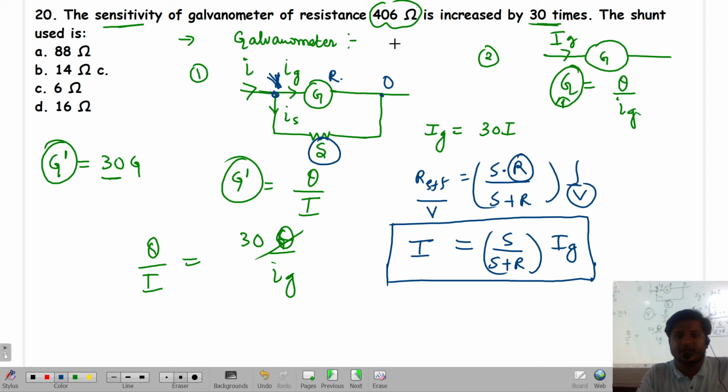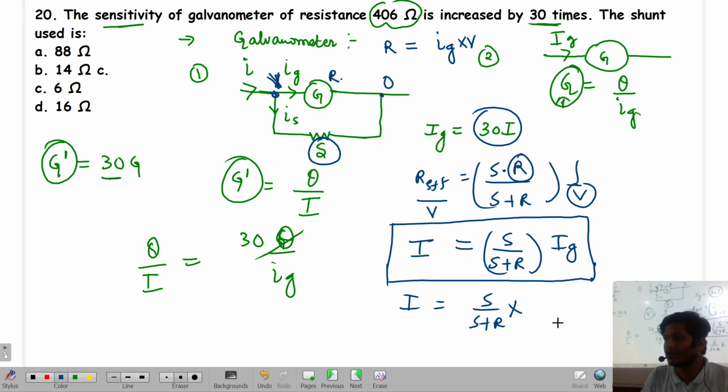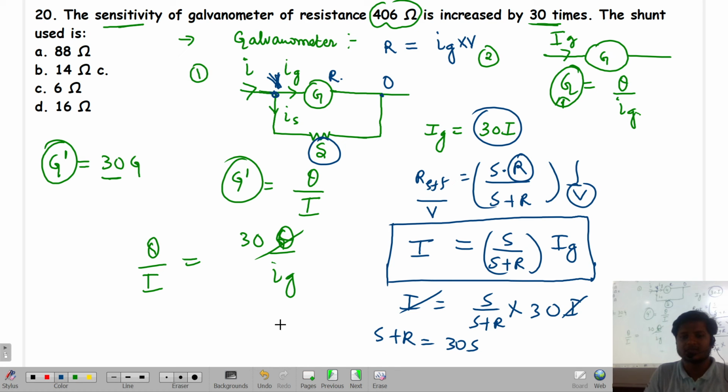So therefore, this I can write now. Galvanometer resistance is equal to current of the galvanometer into voltage. So therefore, V by R is equal to the current of the galvanometer. Understood or not? So now this is I S by S plus R. What is the current through the galvanometer? It is equal to 30 I, if I increase it by 30 times. So 30 I got cancelled. This is S plus R is equal to 30 into S. Resistance becomes nothing but 29 into shunt resistance.